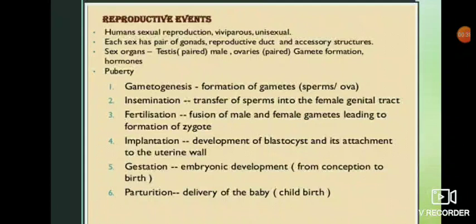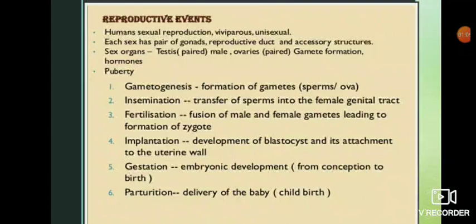The reproductive events in humans include formation of gametes, a process known as gametogenesis, sperms in male and ovum in female; transfer of sperms into the female genital tract, a process known as insemination; and fusion of male and female gametes, a process known as fertilization, and that forms the zygote.